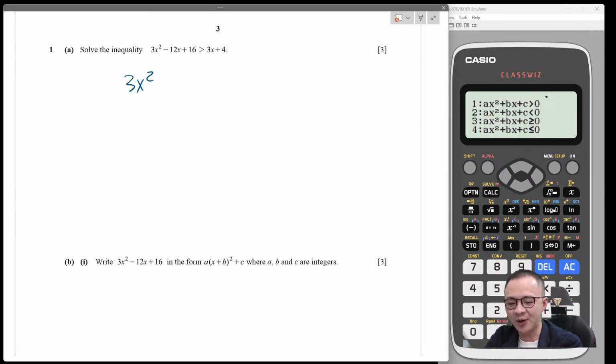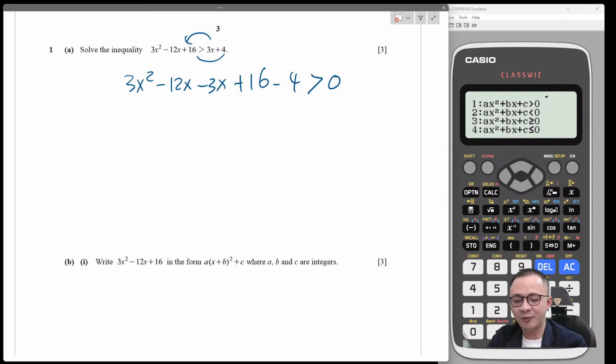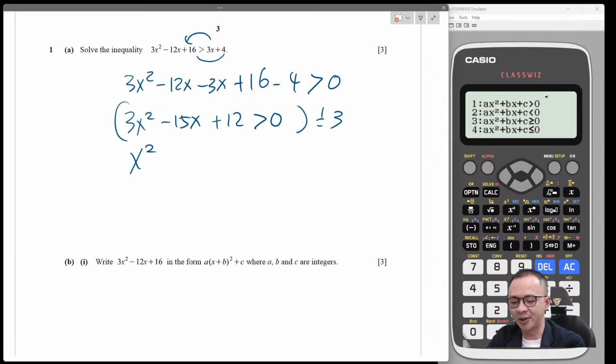This is 3x squared minus 12x. 3x move there, minus 3x, plus 16. 4 move there, minus 4, minus 4 bigger than 0. Then what I want to do now is simplify the x terms and the numbers. So this one is minus 15x, and then minus 4. You should get 12 bigger than 0. Everything can be divided by 3, doesn't it? Make the number smaller: x squared minus 5x plus 4 bigger than 0.